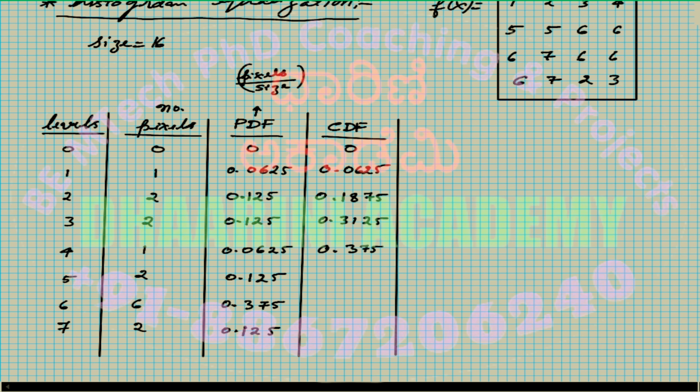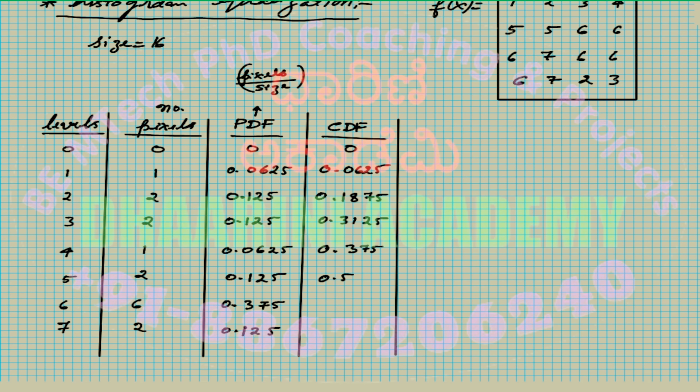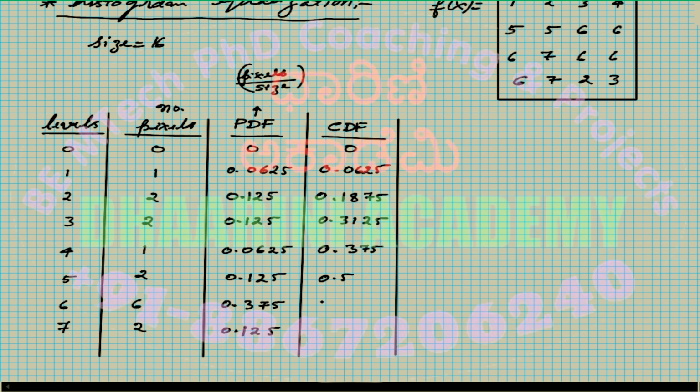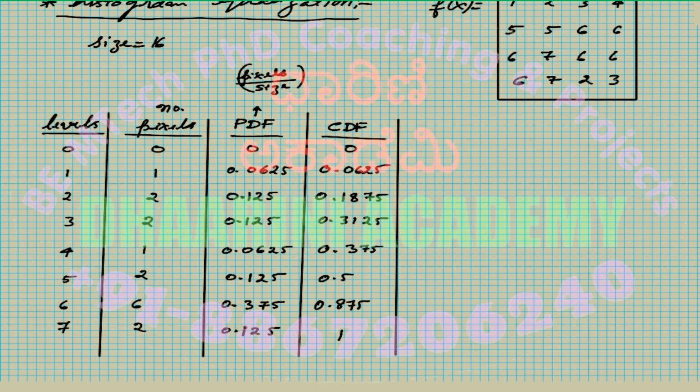The next value, plus 0.125, gives 0.5. Then 0.5 plus 0.375 is 0.875. Okay, plus 0.125 equals 1. So always you get 1 at the last, right? At the end of this particular curve, it has to be 1. Okay, if it is not 1, it indicates that there is some mistake in my calculation.